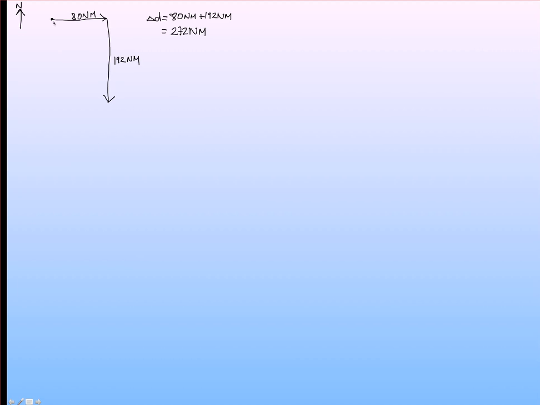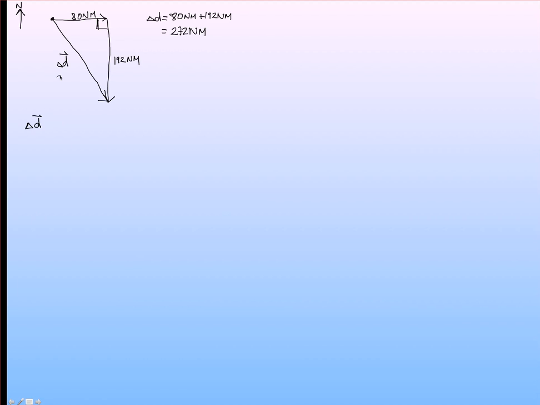Its displacement is described by a vector going from the very beginning of the trip to the very end in that direction. And so its displacement can be found, since this is a right-angled triangle, using the Pythagorean theorem. So here's delta d. This line here represents the displacement of the boat. So let's take a look at that.